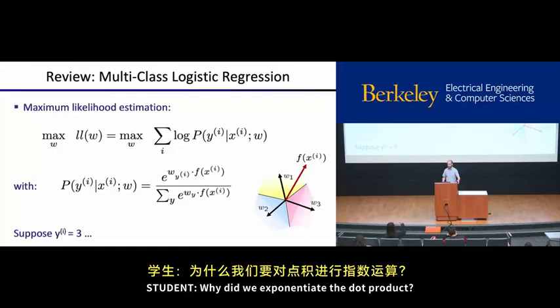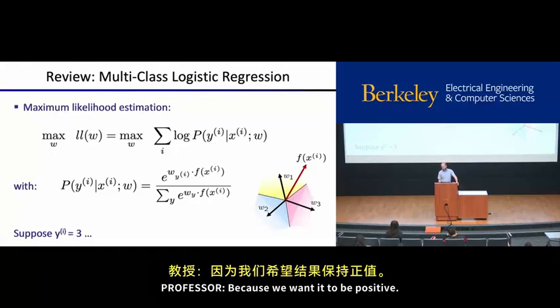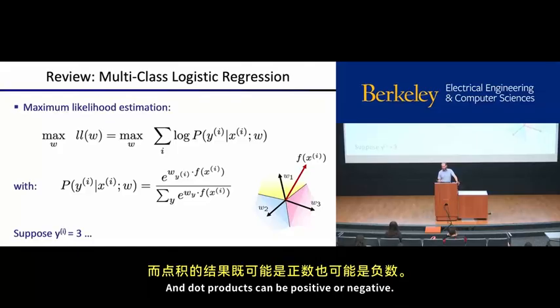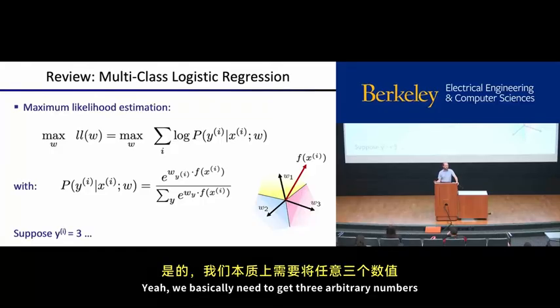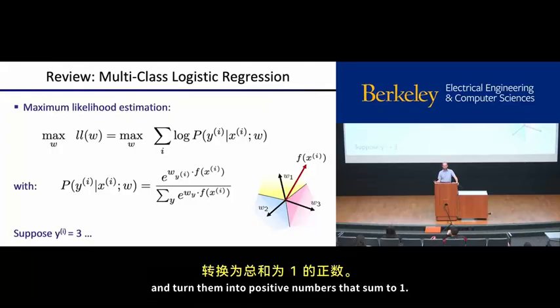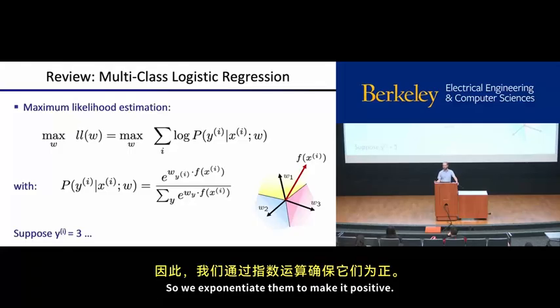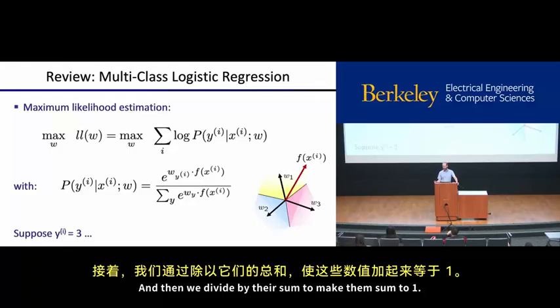Yeah? Why do we exponentiate the dot product? Because we want it to be positive. Dot products can be positive or negative. We basically need to get 3 arbitrary numbers and turn them into positive numbers that sum to 1. So we exponentiate them to make them positive, and then we divide by their sum to make them sum to 1.